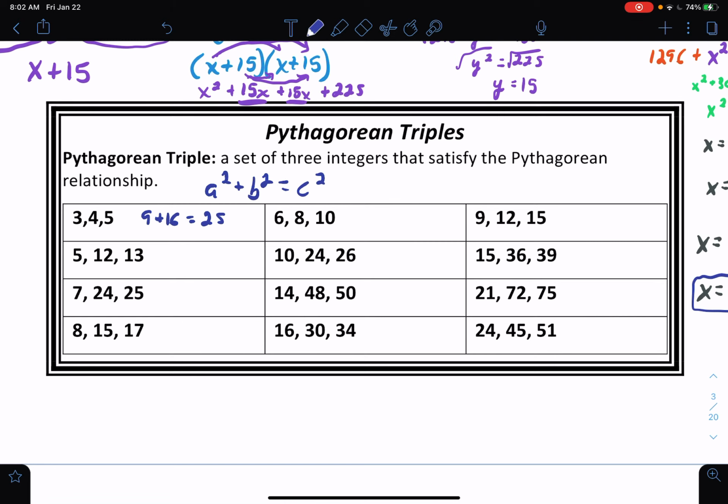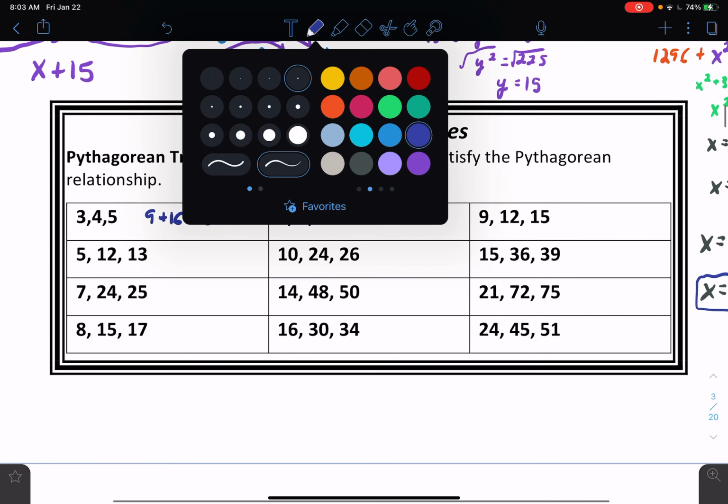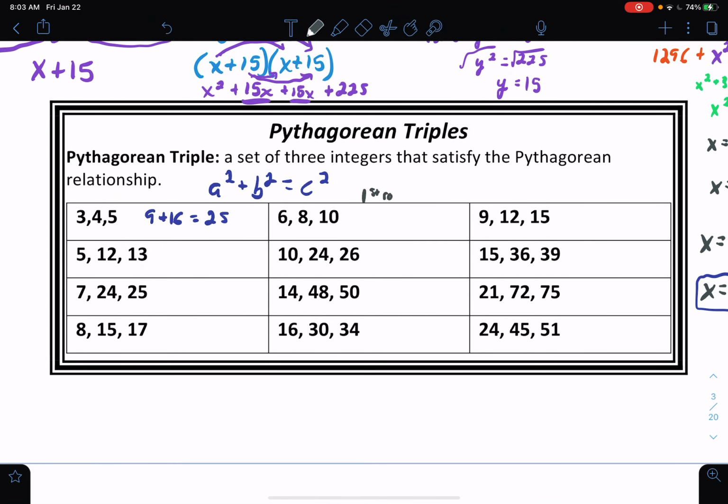Now, notice, what is the pattern? We got 3, 4, 5, then 6, 8, 10, then 9, 12, 15. The second and the third row are just multiplying the first row by a number. 3, 4, 5 to 6, 8, 10. Well, that's 3, 4, and 5 multiplied by 2. So that's something else to help you out. First row times 2. 3, 4, 5 becomes 9, 12, and 15.